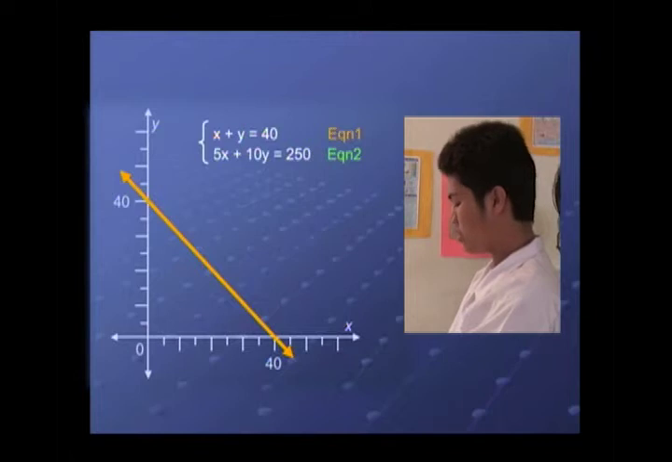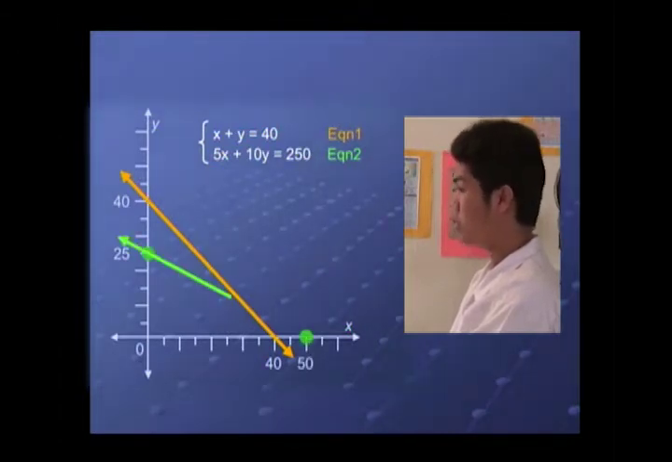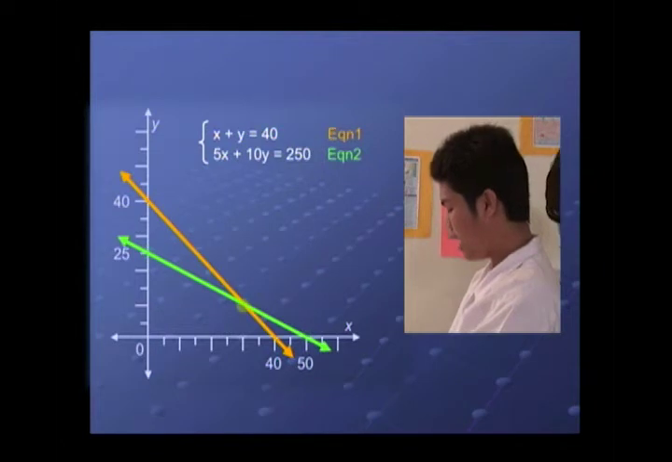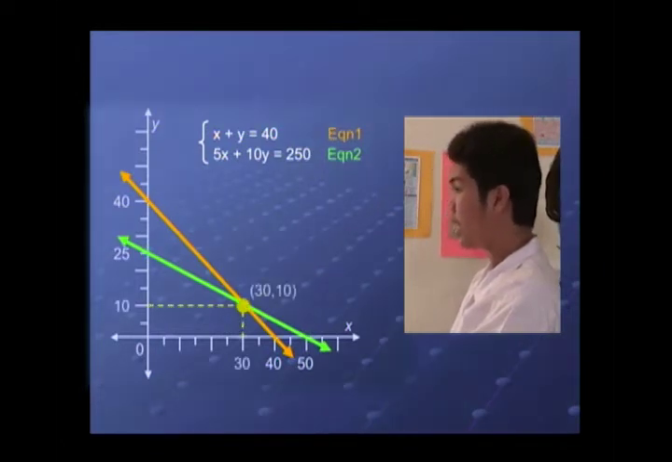In the second equation, if X equals 0, Y equals 25. And if Y equals 0, X equals 50. So the line goes this way. Hey, the lines intersect at (30, 10). What does this mean, ma'am?